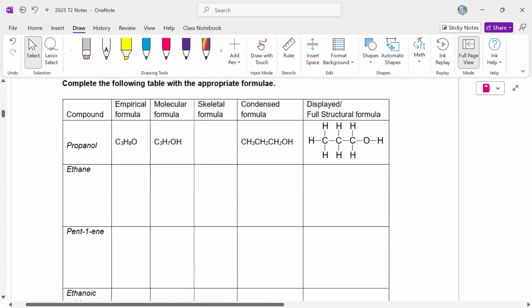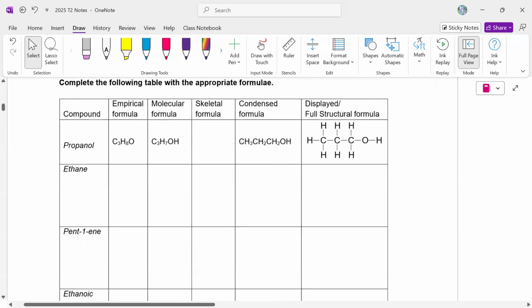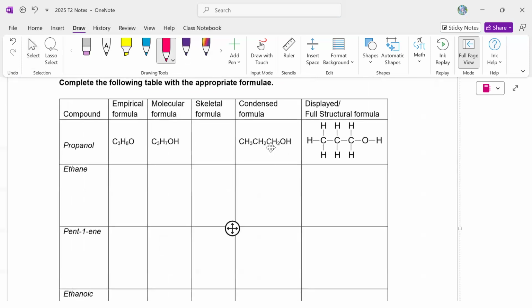So the easiest way, of course, is to draw the full structural formula and then fill up the rest. If this is the structure, how do you do the condensed formula? What you read is what you write. What you see, you write. What you see, you write, and so on. Now, sometimes in the condensed formula, if there's branching like this, or branching like this, you can use brackets.